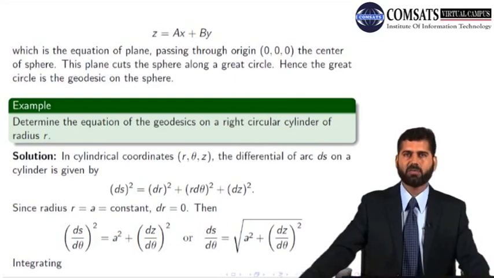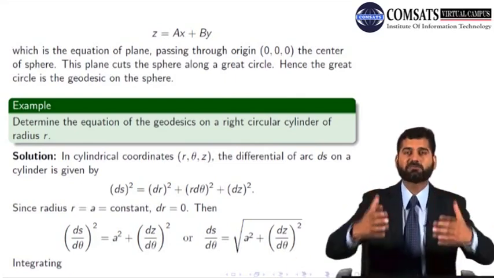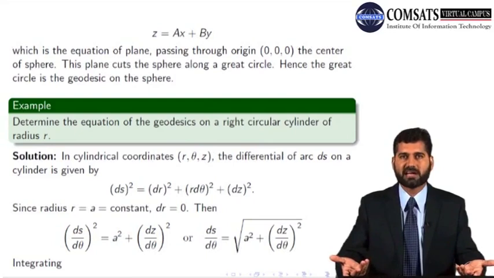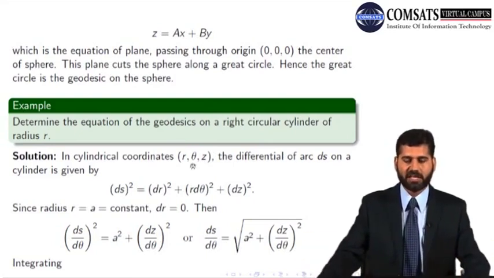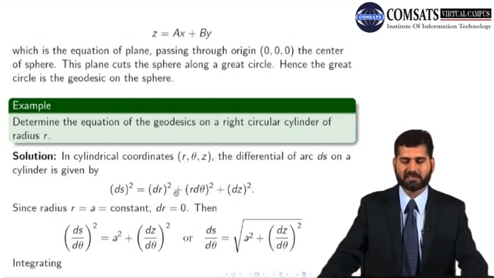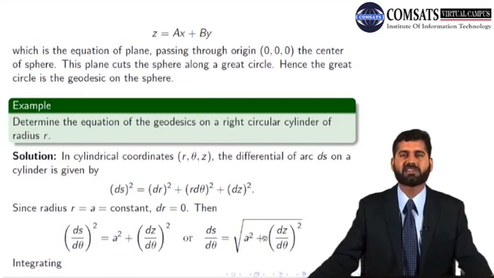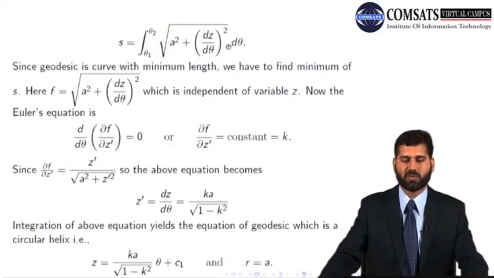So, solution. Now because we are on a cylinder, it's better to use cylindrical coordinates instead of x, y, z, or instead of spherical coordinates. So in r, theta, z, our ds square is dr square plus r d theta square plus dz square. Again, if I fix my radius at r equal to a, then dr is 0, and you will be left with this thing only. All right, so this is your ds by d theta, which is the differential of arc length. If you integrate this with respect to theta, this is what you will get.